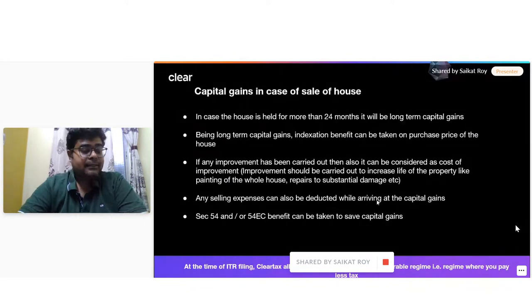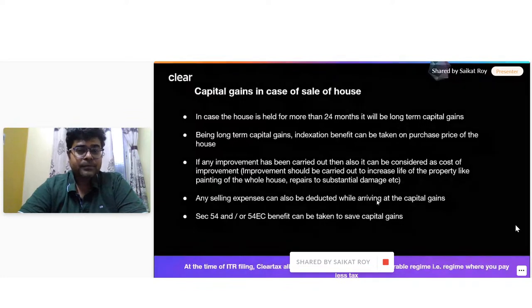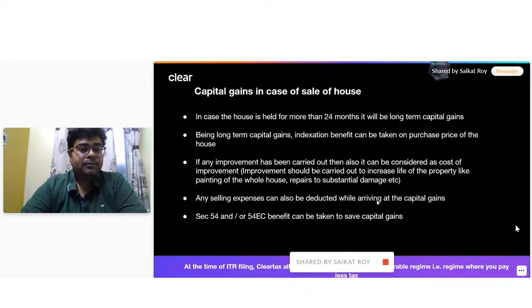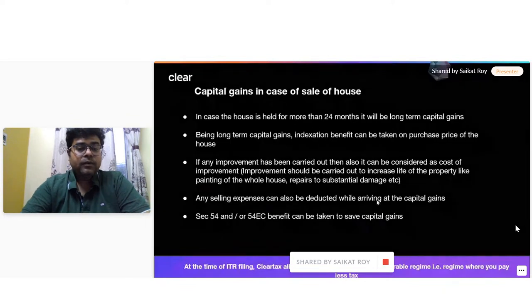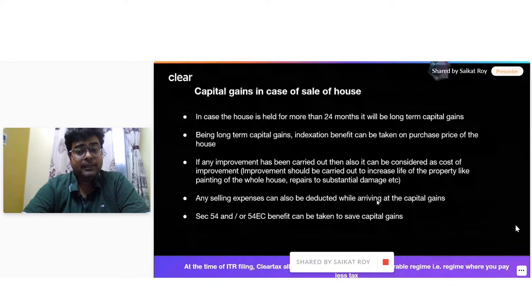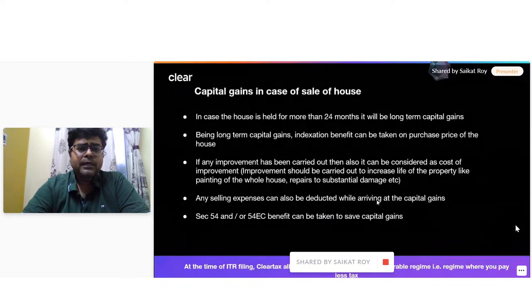Right? Now, capital gains in case of houses, in case of sale of houses. Now, we are going to take a scenario wherein we are going to see how the capital gains will play out in case of sale of house. Now, if the house is held for a period in excess of 24 months, it will be long-term capital asset.